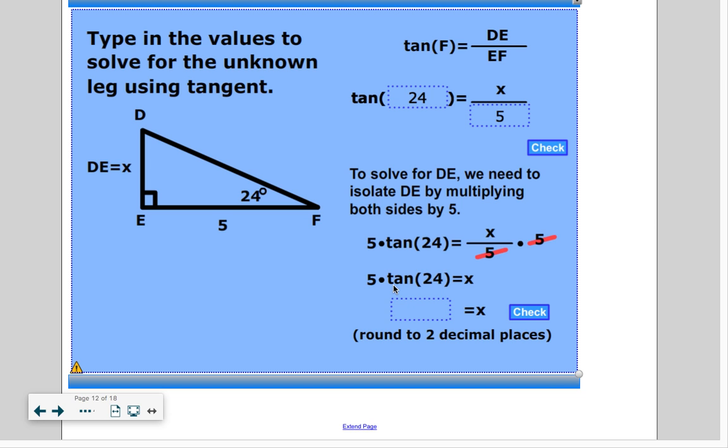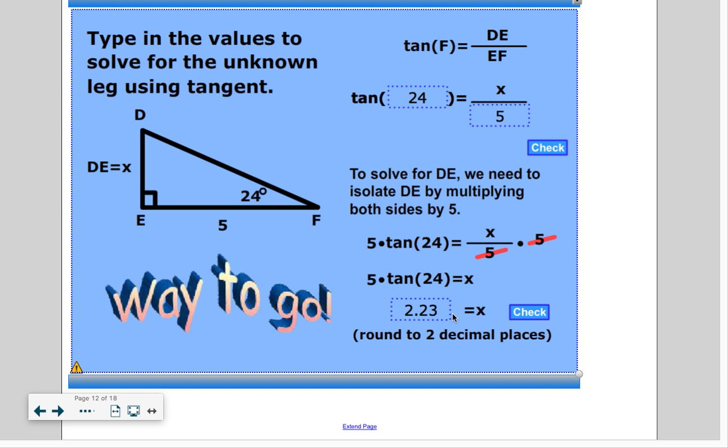Alright, and you should get somewhere around 2.23. If I was doing it wrong and I had the wrong mode, it was coming out negative 10 or something like that. So it would be about 2 point, and it says round to 2 decimal places, which would be 23, and so we can check to see if we're right, and yeah, you are.